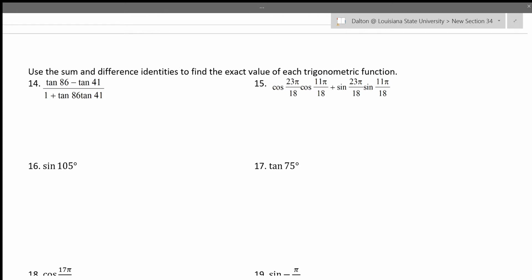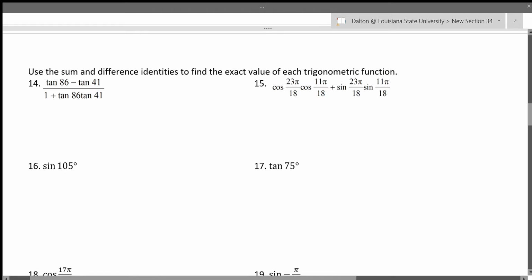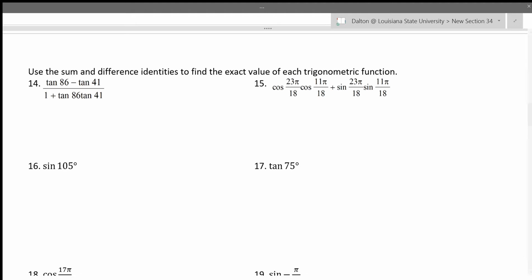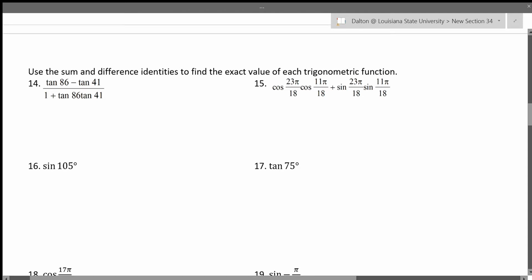Page 2 of your Chapter 7 study guide. Numbers 14 through 19, I give you a hint that you're going to need to use the sum and difference identities to find the exact values. Okay, so if I give you that hint, if you have your sum and difference identities handy, we're going to look at those. For 14 and 15, though, they look a little bit different than the rest.